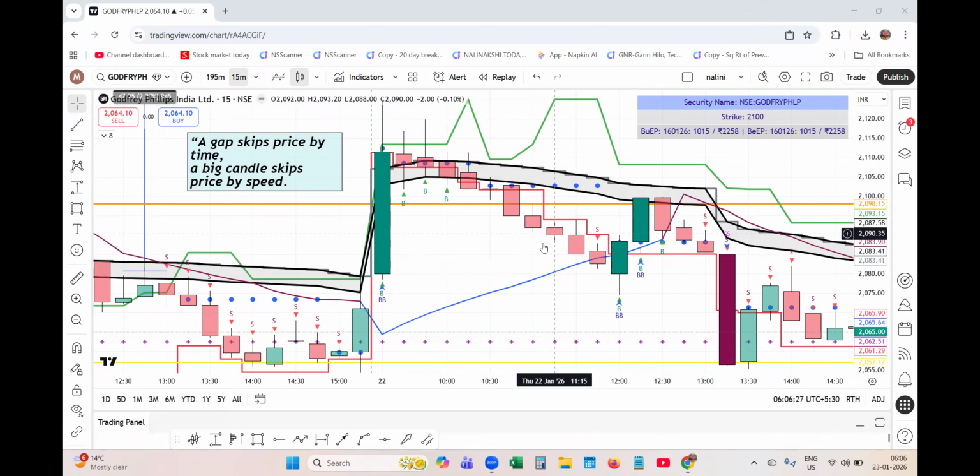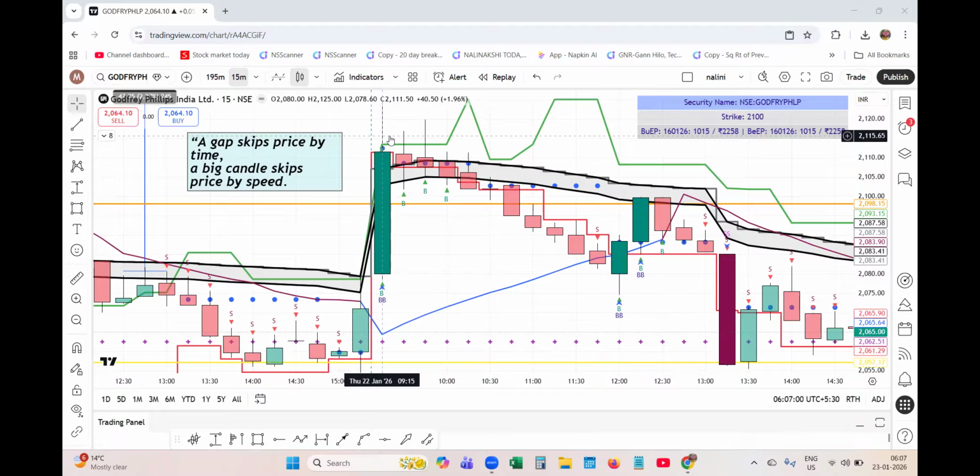Here I have taken an example of Godrej Philip, because this type of presentation you see many times. You pick up the stock from the screener and in the morning itself, a big candle will pop up. I'm on the 15 minutes chart. You will see this type of candle pop up: one big green candle, a sudden explosion, price shoots up in seconds.